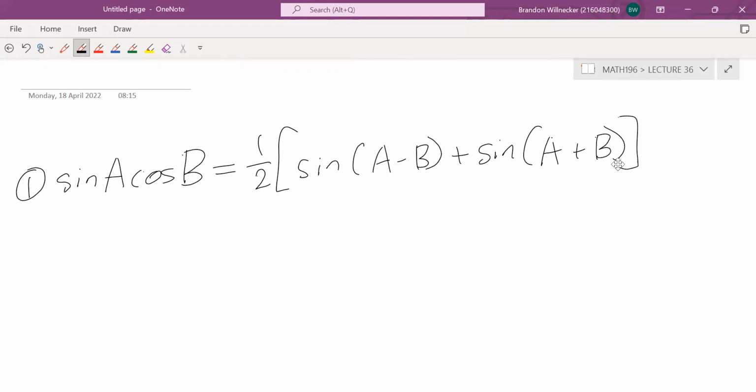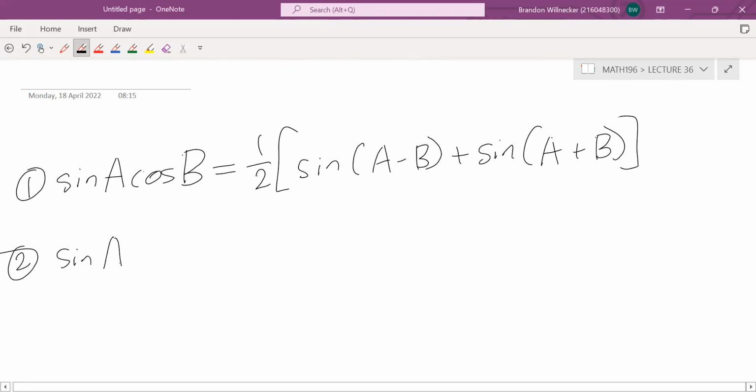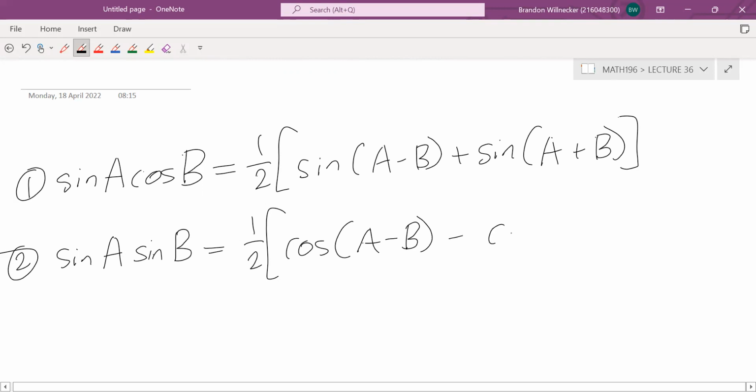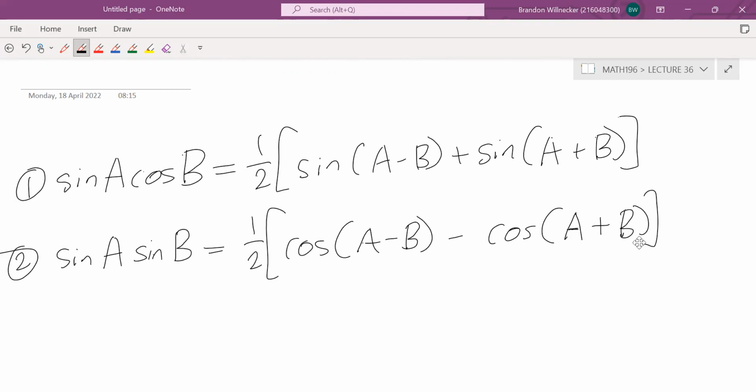Okay, so that's if they're different. So you have one sine term times another cos term. The next case is if they're both the same, and more specifically, they're both sine terms. So we have sine A times sine B. In this case, we're going to have 1/2 [cos(A minus B), and then we had minus cos(A plus B)]. So that's if we're dealing with two sine terms being multiplied.